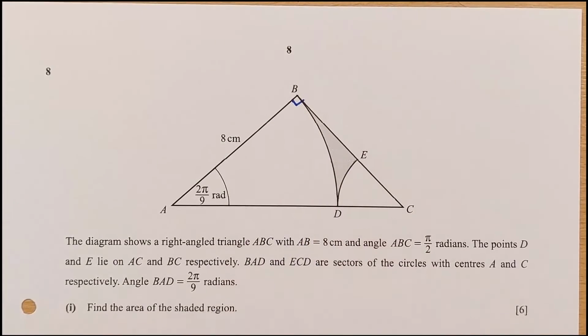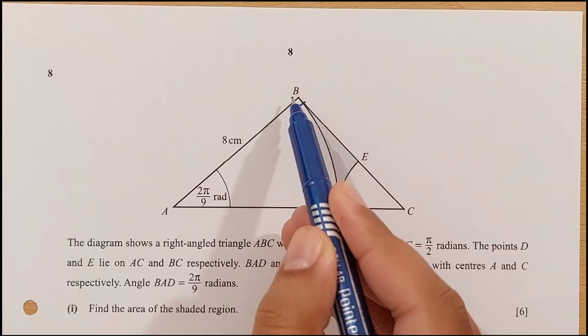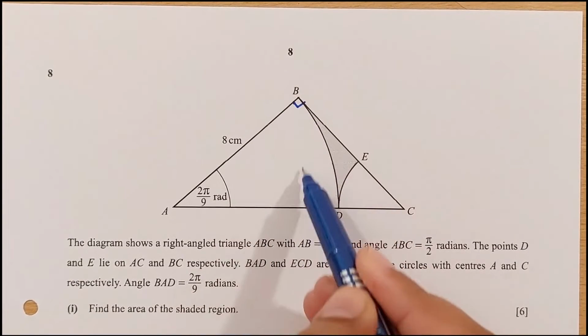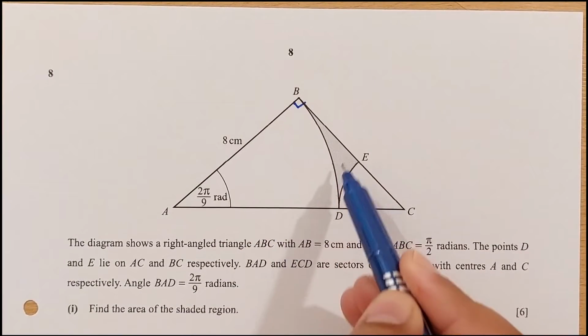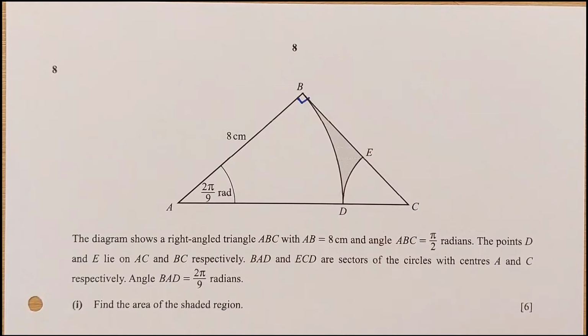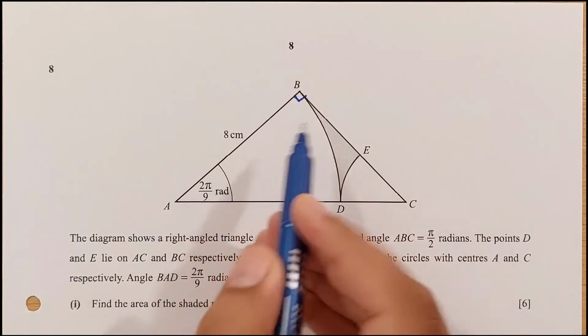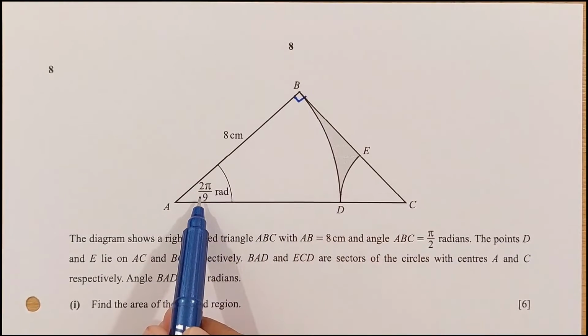So this is a right angle triangle. The area of the shaded region is basically the area of the triangle ABC minus the area of this sector and the area of this sector. So we will get the area of the shaded region, right? Okay. So for the area of a triangle, this is a right angle triangle. And one more thing, for a sector we need the angle, right? So this is pi by 2 radians, this is 2 pi by 9 radians.